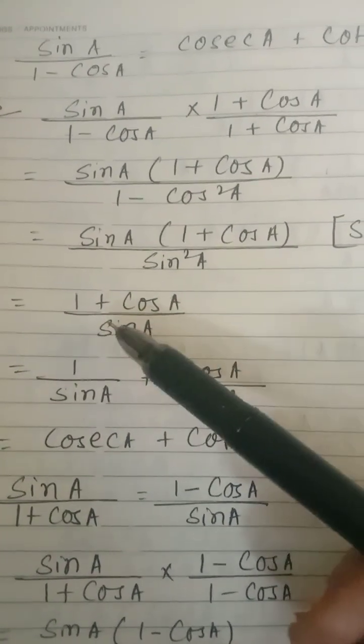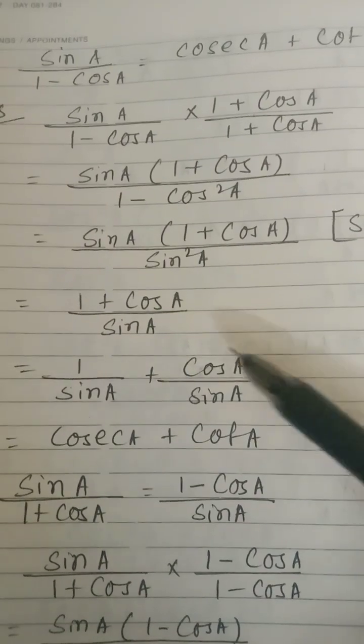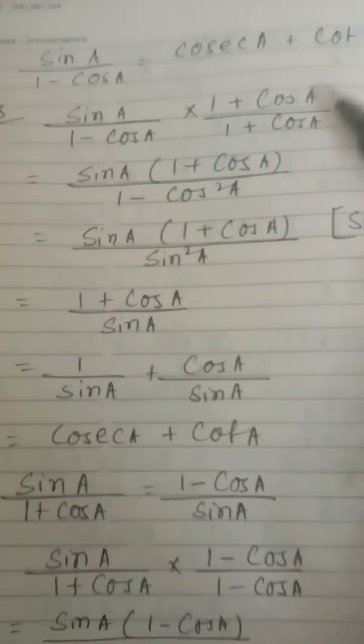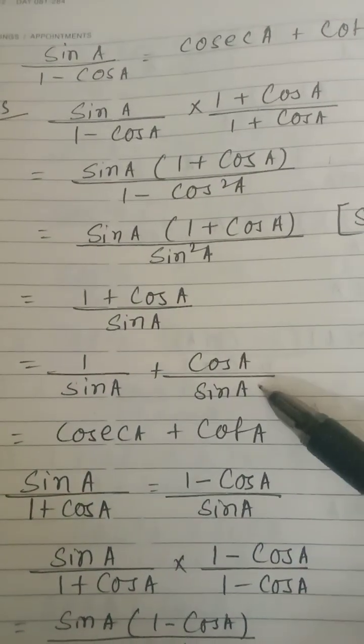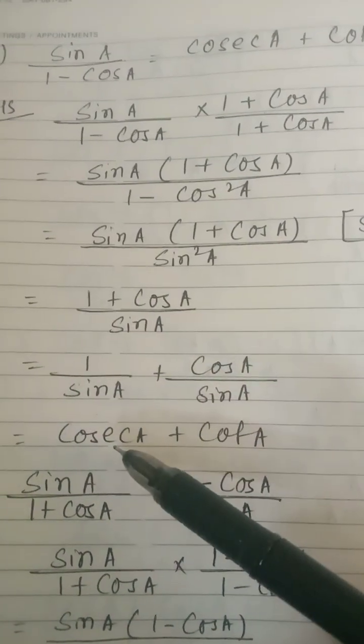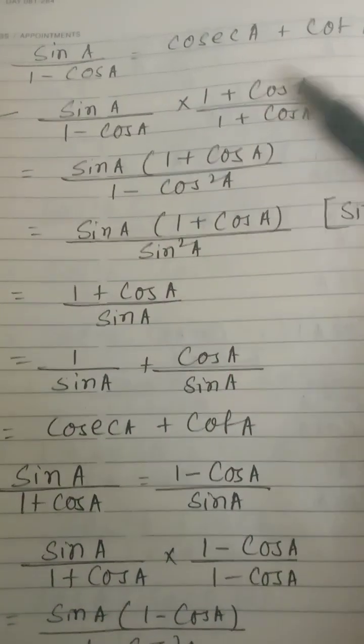Now just separate it. 1 by sin A plus cos A by sin A. We can separate it to get the answer. So now 1 by sin A plus cos A by sin A. So 1 by sin A means cosec A, and cos A by sin A is cot A. This we had to prove.